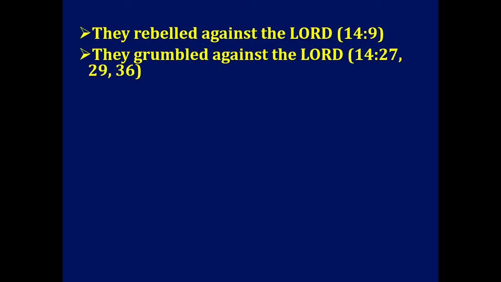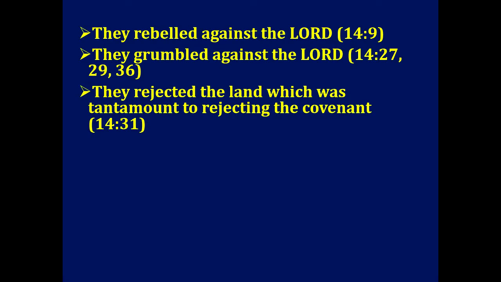The first is they rebelled against the Lord, chapter 14, verse 9. Only do not rebel against the Lord, and do not fear the people of the land, for they will be our prey. Their protection has been removed from them, and the Lord is with us. Do not fear them. So essentially, they were just questioning God's power and His ability to deliver them. They grumbled against the Lord, 14:27, 29:36. They rejected the land, which was tantamount to rejecting the covenant in 14:31. They refused to go in and take possession of the land that was a part of the Abrahamic covenant. So therefore, it was essentially rejecting the covenant that God had established for them long before in their ancestor Abraham.